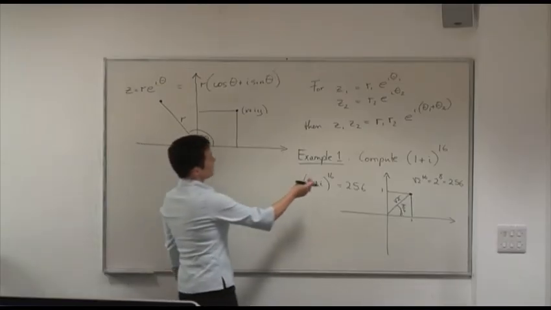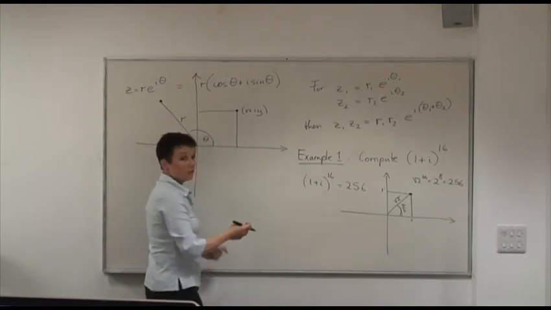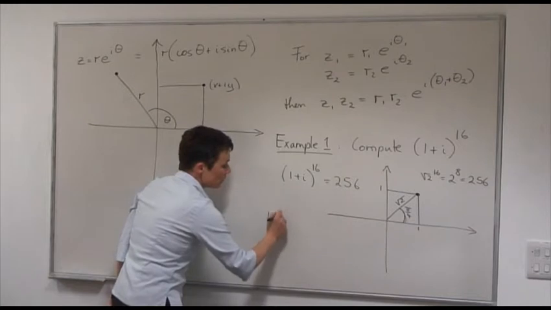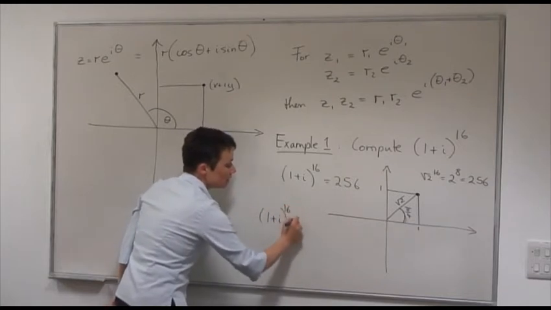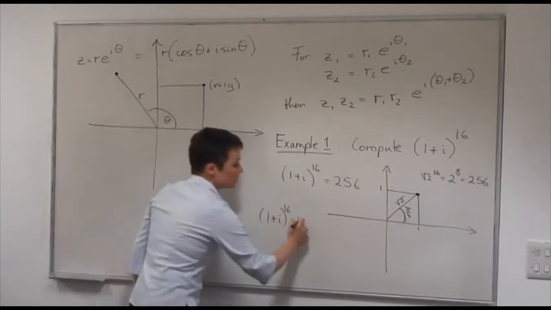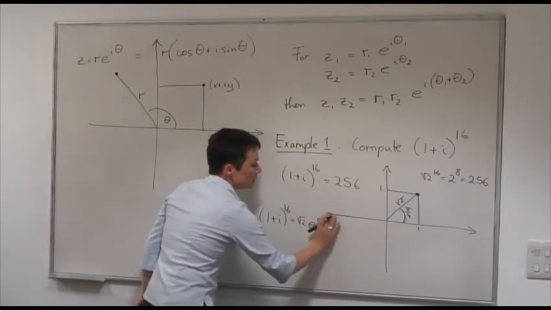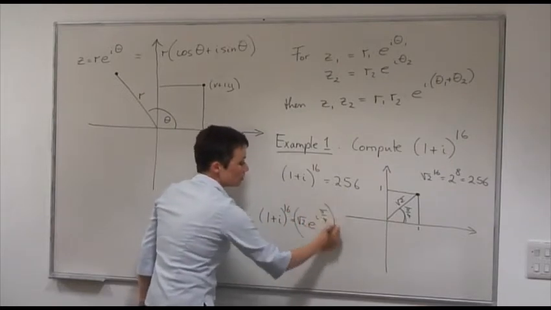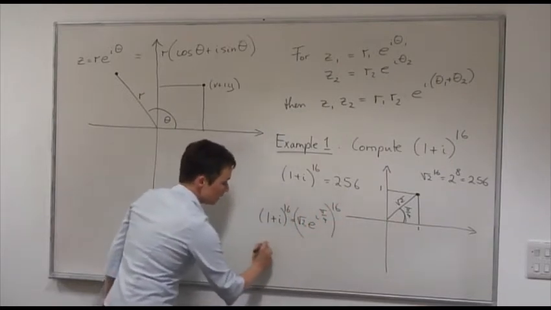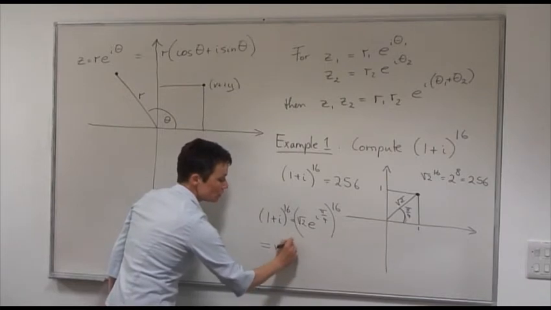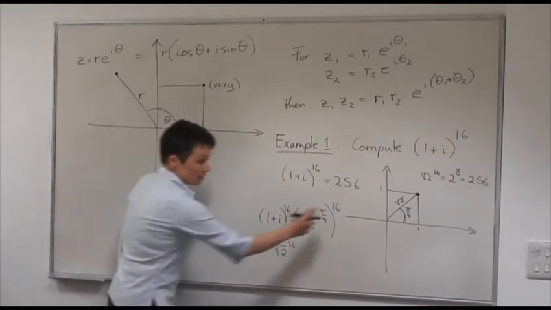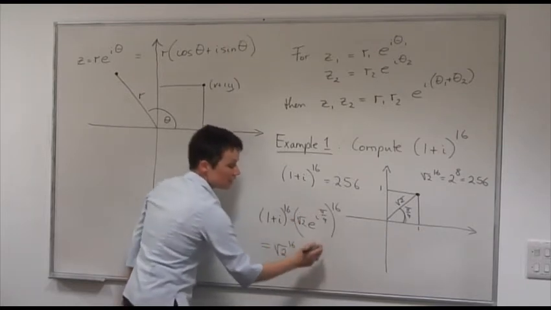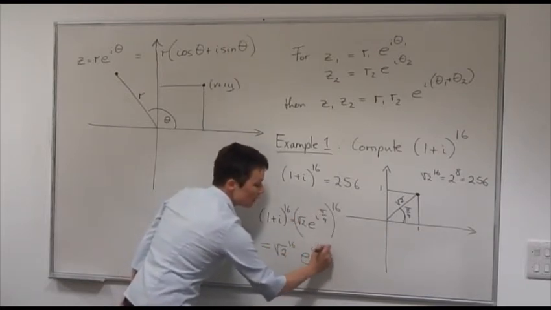Now, of course, you could have done this also using the Euler formula here, namely by writing 1 plus i to the power 16 in this form, namely as square root of 2 times e to the i pi over 4, and this whole expression to the power 16, and that comes out as square root of 2 to the 16, and this here comes in here as i times 16 times pi over 4, which is 4 pi.